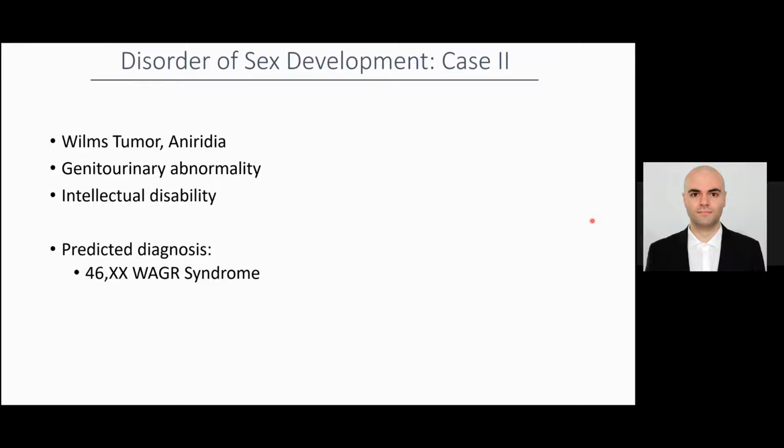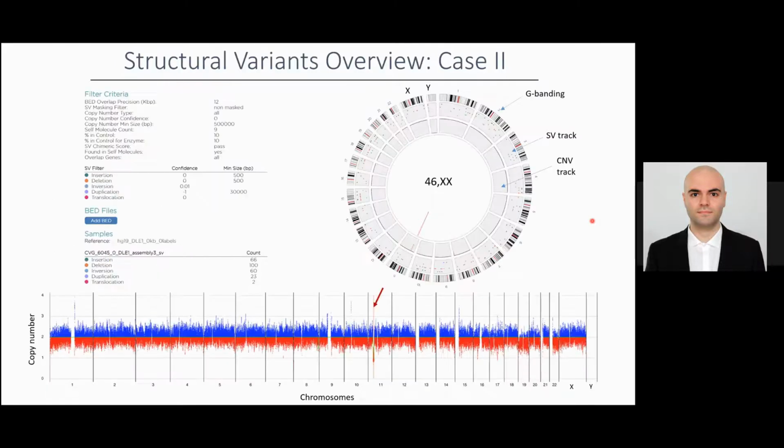We again run this patient on the optical genome mapping platform, and on the summary page, you can see we've implemented the same filtration criteria as in case 1. We see that this patient has a 46XX karyotype, as evident by the copy number variant present in all of the chromosomes.